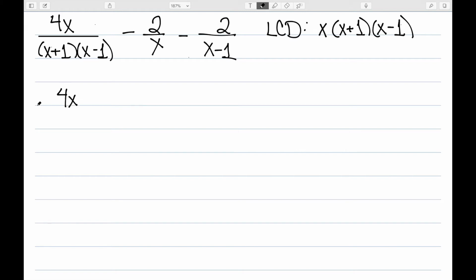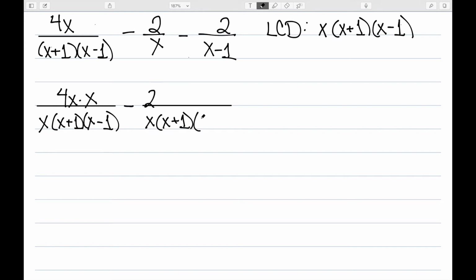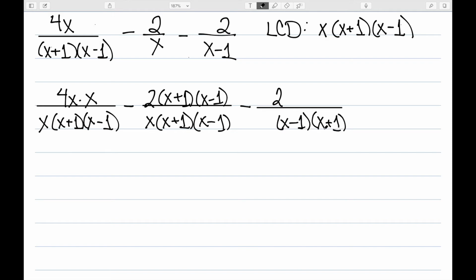My first fraction has the x plus 1, x minus 1 on the denominator. So I need to include an x on both the top and the bottom. The second fraction has the x but nothing else. So I need to include the x plus 1, x minus 1 on both the top and the bottom. And then finally, my last fraction has the x minus 1, and so we'll need to include the x plus 1 and the x on both the top and the bottom.